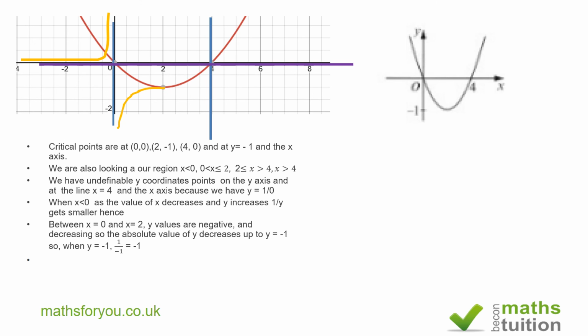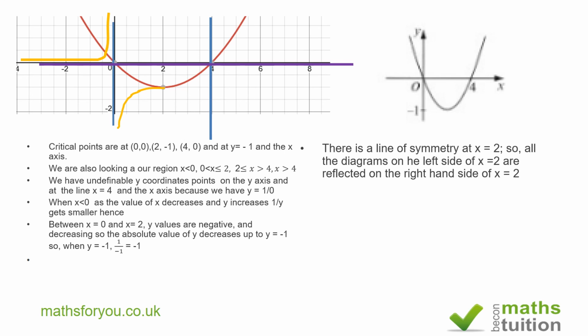Now the line x is equal to 2 is a line of symmetry. So we expect everything on the left hand side to be reflected on the right hand side. So we expect this graph to be there and another graph to be there. So in effect, what we then have is this one here and another one there. And that is the graph we are expected to draw.